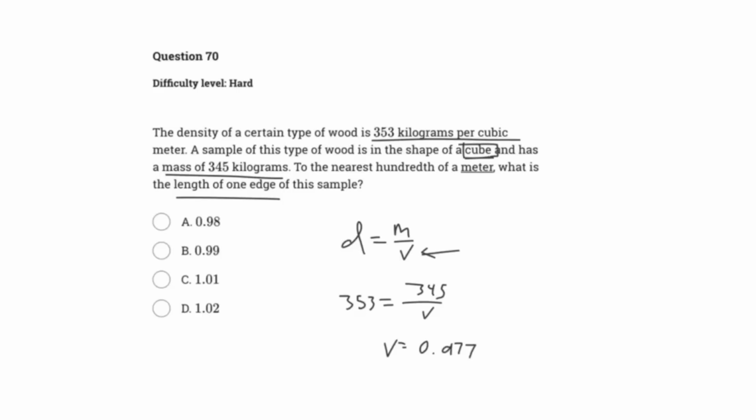So we know that the wood is in the shape of a cube. And so now we have the volume of that cube, right? To find the length of one edge, we know that the volume of a cube is side length times width times height, right? Because all sides are equal in a cube, we can just take the cube root of the volume to find one edge or side length. So the cube root of 0.977 is going to give us a value of around 0.99. Therefore, that lines up with our answer choice of B, and that is our answer.